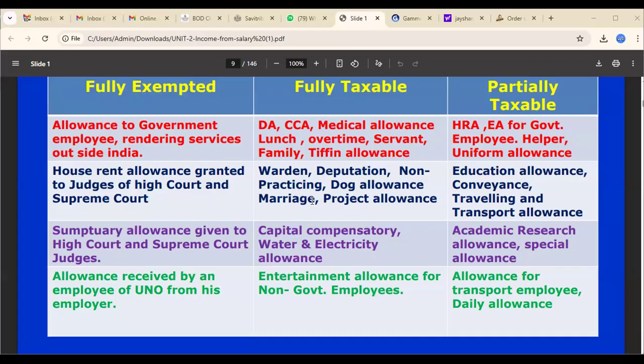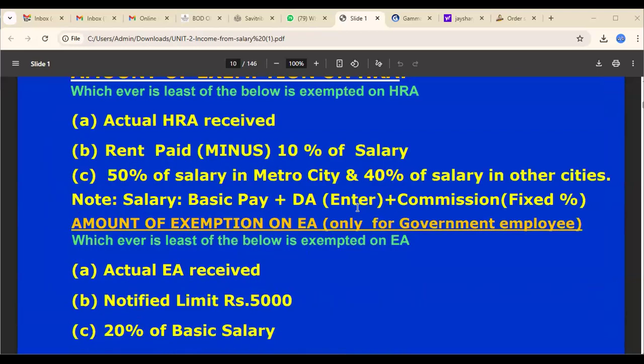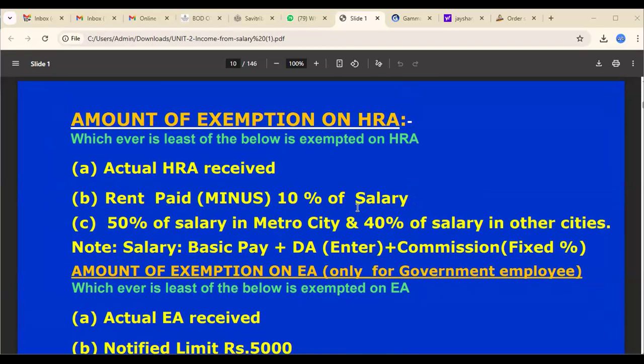Whereas dearness allowance, city compensatory allowance, medical allowance, overtime, servant and family allowance, tiffin allowance, electricity allowance, these are all taxable. Whereas in case of HRA, education, traveling, academic research, transportation, car, they are partially taxable and partially not. So we're just revising in a hurry so that we can solve the numericals on direct taxation.